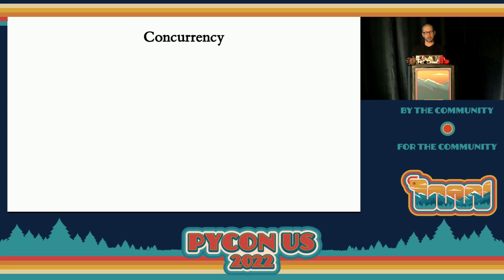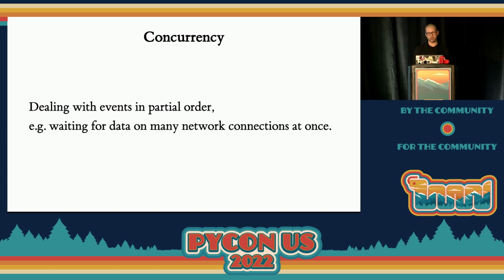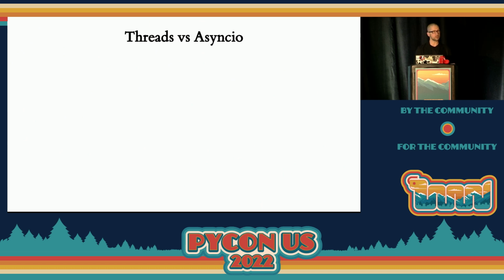So what this talk is actually about is concurrency. And concurrency is dealing with events in partial order. That means you're waiting for one of several things to happen, but you don't know what order they'll happen in. The main example by far of concurrency is waiting for data on many network connections at once. Some networks need concurrency. Basically, all network servers need concurrency, sometimes extremely high levels of concurrency. And we can use threads or some kind of async framework like Async I/O as our method of supporting concurrency.